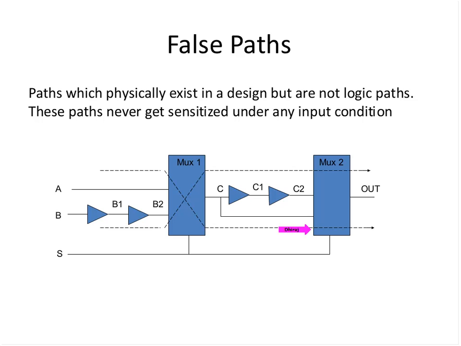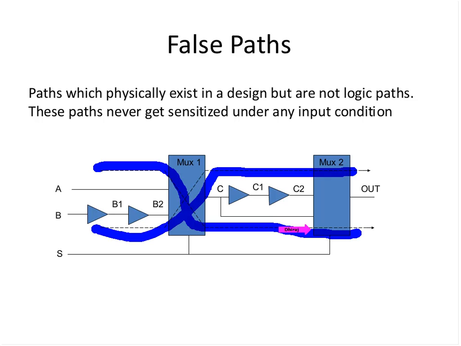So as a user, it becomes our job to tell the tool what to do. We can tell the tool, hello, this path is not true. You can do this in multiple ways. One of the very famous ways is called false path, where you say false path from and to. There is one more way, we will talk about it later. False paths are paths in the design that are not logically possible but still shown by the static timing tool.